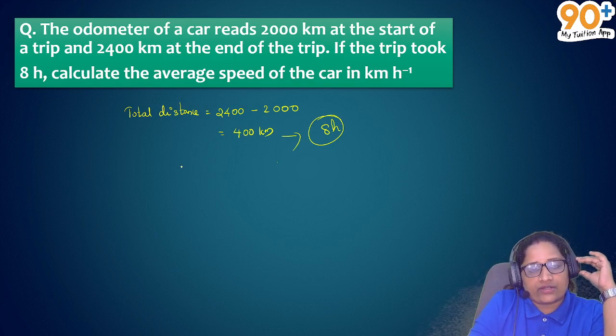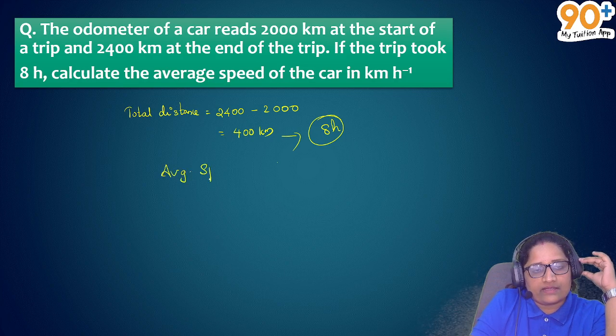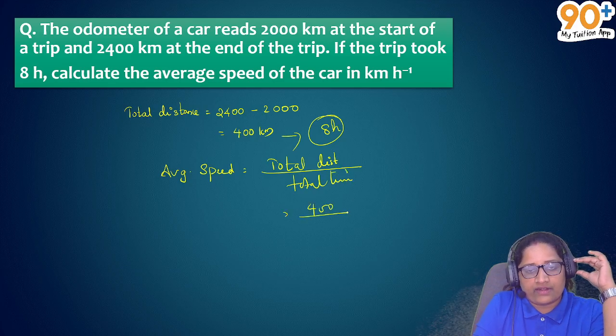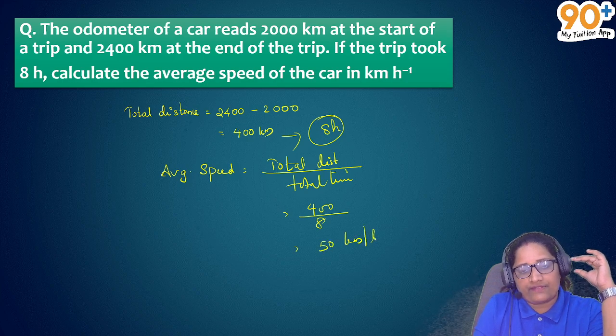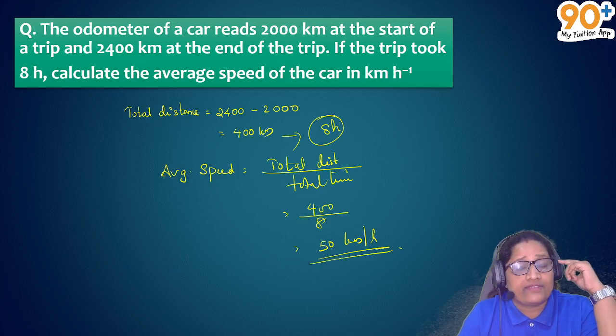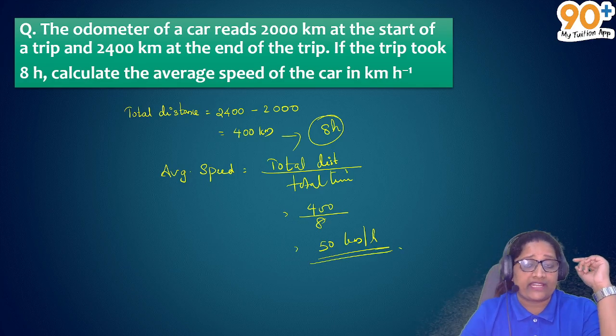So average speed is equal to total distance divided by total time. Total distance divided by total time. So 400 divided by 8 is 50. 50 kilometer per hour. As per the question, we need to find only 50 kilometer per hour.